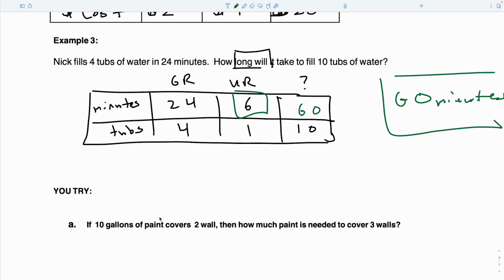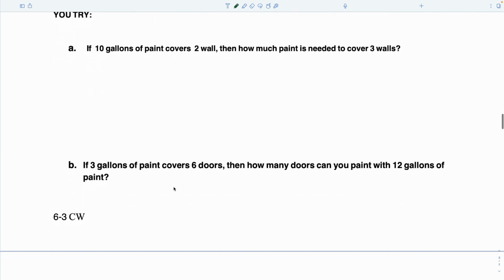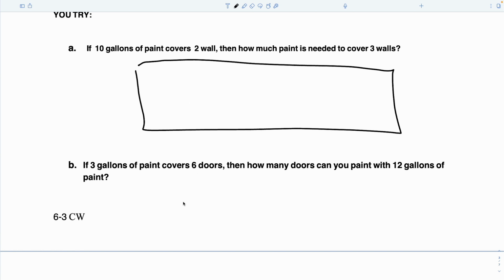You try A and B on your own. You have 3 minutes. Independence. Go. Notice how there's no ratio table. I want you to make your ratio table for A. For B, if you want to set it up like we did for the warm-up, that is okay. But I need to see you attempt a ratio table on your own for A. For B, I'm okay with this.